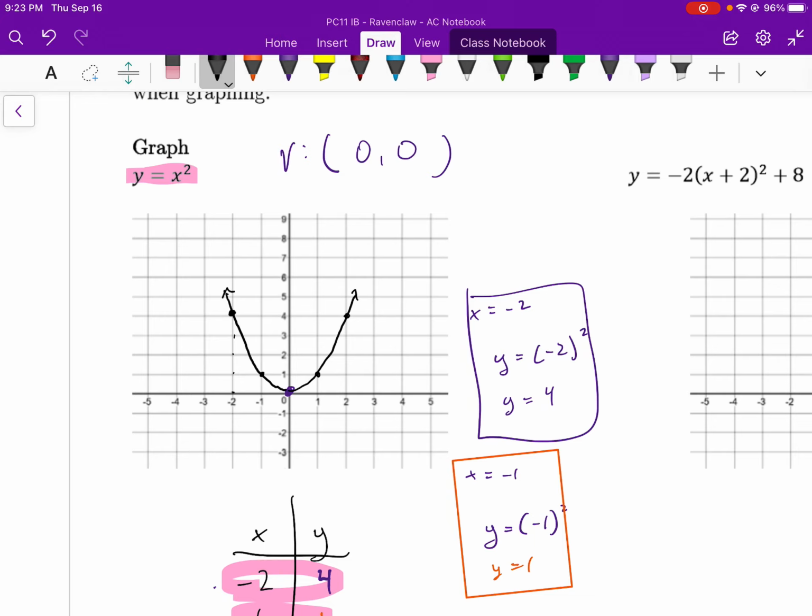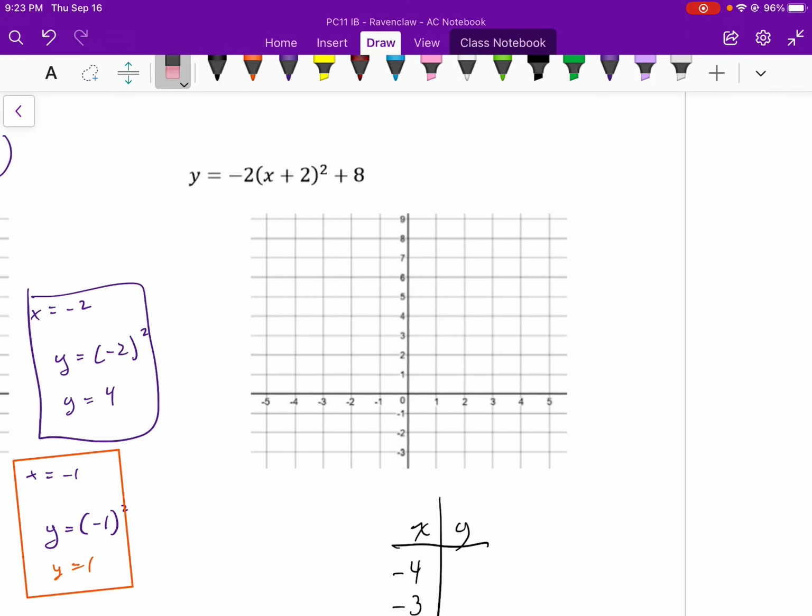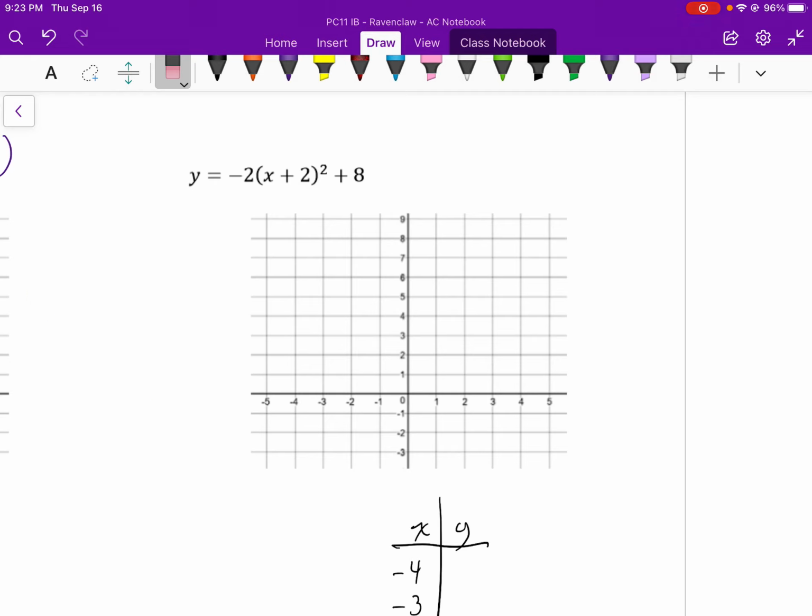Congratulations, you have graphed one. Now, don't panic too much about the vertex yet. We will get around to it. How do we know what the vertex is? I'll tell you, for now. If I take a look at the graph y is equal to -2(x plus 2) squared, plus 8, trust me on this when I say the vertex is going to be (-2, 8).